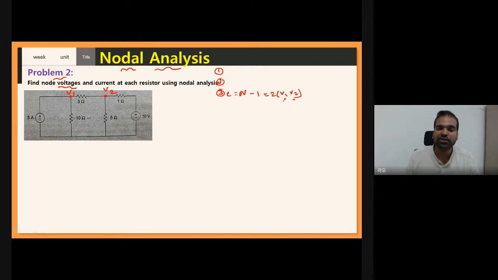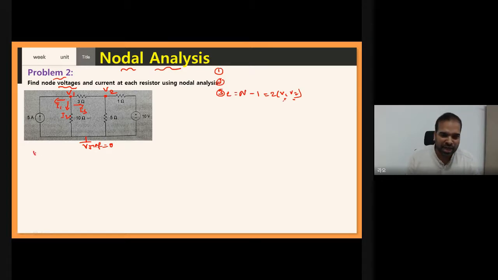Clear. Now we need to consider a reference node, and that reference node equals 0. For any given circuit, how many reference nodes do we have? Only one. Therefore V reference equals 0. Now what do you need to do? Apply KCL at node V1 and at node V2. Before applying KCL, we have to consider that current is leaving from the node into each branch. Suppose I1 is leaving from V1 towards the 5 ampere current source, I2 is leaving from node V1 towards the 10 ohm resistor, and I3 is leaving towards the 3 ohm resistor.